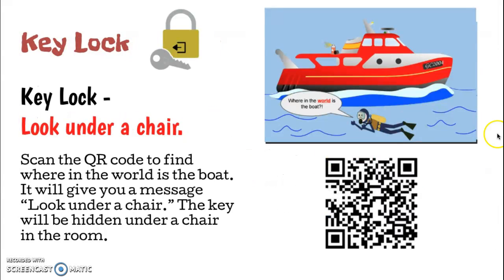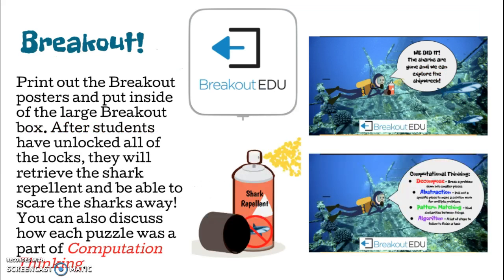For the key lock, students will scan the QR code that is along the wall or on a table, and it will take them to this puzzle. If they click on the word world, they will get to a map that will tell them to look under a chair.